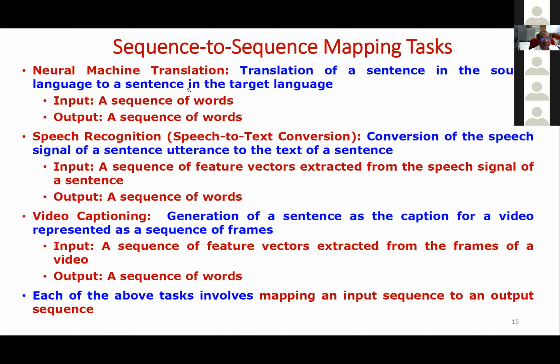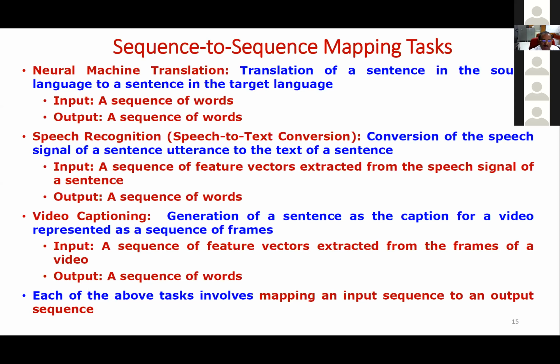Like if we talk about neural machine translation, where we are talking about translation of a sentence in the source language to a sentence in the target language. What are the sequences here? The input is a sequence of words and the output is a sequence of words. In the speech recognition system, which is basically a speech to text conversion system, the task is conversion of the speech signal of a sentence utterance to the corresponding text of a sentence, right? So the input is a sequence of feature vectors that are extracted from the speech signal of a sentence, and the output is the sequence of words in the text form that represents the sentence. So it's also a sequence to sequence mapping task.